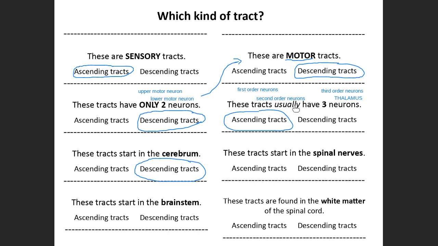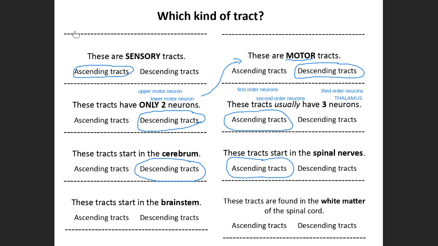If my second order neuron doesn't go to the thalamus, so in the case of the spinocerebellar tract, the second order neuron never made it to the thalamus. So if I don't make it to the thalamus, I don't have a third order neuron. But pretty much every ascending tract, except that one special one we looked at, they're always going to have 3 neurons. The first order neuron starts out in the spinal nerves, or it starts out in the body where I collect sensory information.